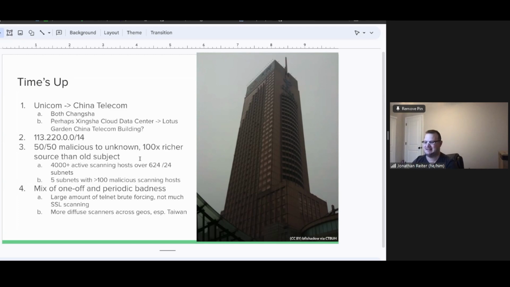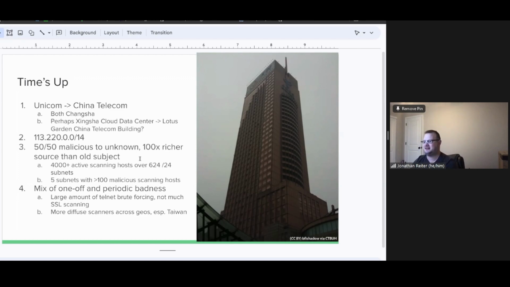My best guess is that it's fairly distributed, but if you want to see the largest data set in the area, we're probably moving from the Xingsha Cloud Data Center, which is more in the periphery of the city, to the Lotus Garden China Telecom building, which is closer to the center of the city, and is notable because in 2022 it caught fire. Just something that happened unrelated to its scan behavior, perhaps.